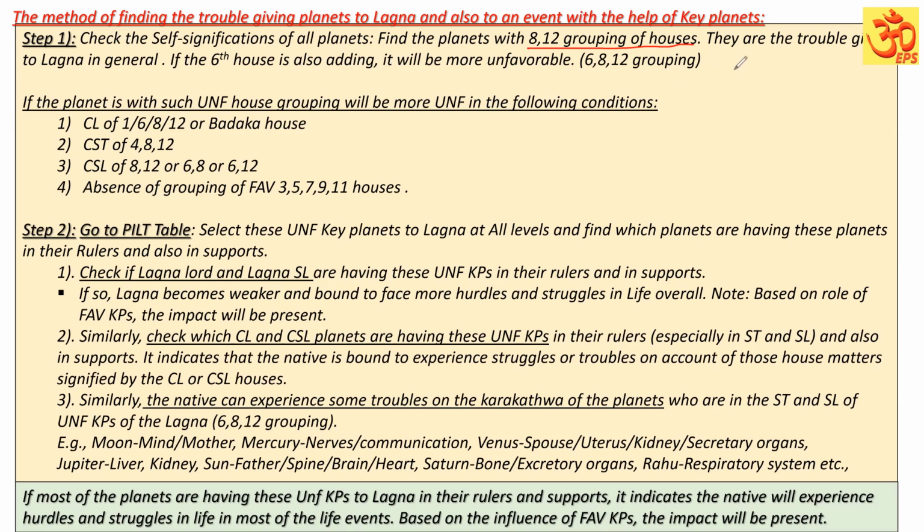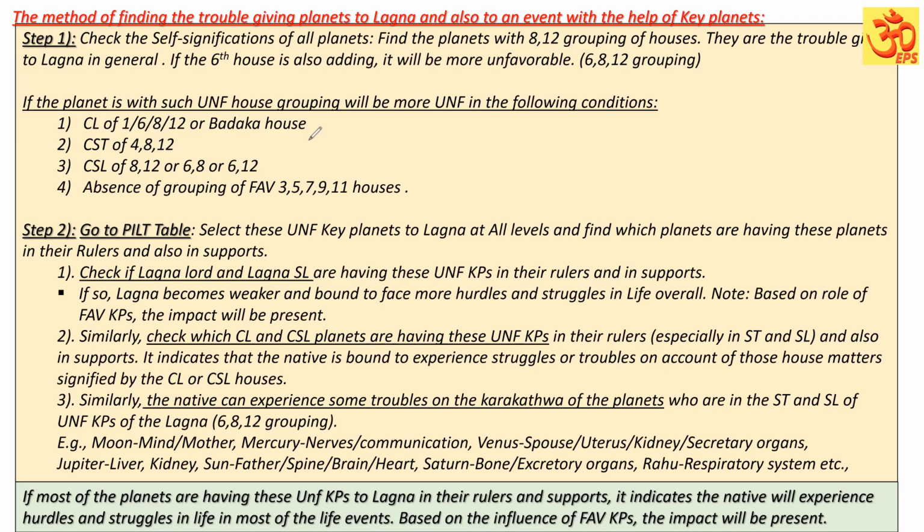So, when you are checking all 9 planets' self-significations, look for the 8 and 12 grouping. Suppose the 8th Lord occupies the 12th house, or the Kaspal Star Lord is of 4, 8, 12 trines, Moksha trines, or 8 and 12 Kaspal Sublord, all these things I will explain. So, find the planets with 8 and 12 grouping of houses. They are the trouble givers to the Lagna in general. If the 6th house also joins hands, it will become more unfavorable. I think you are able to understand.